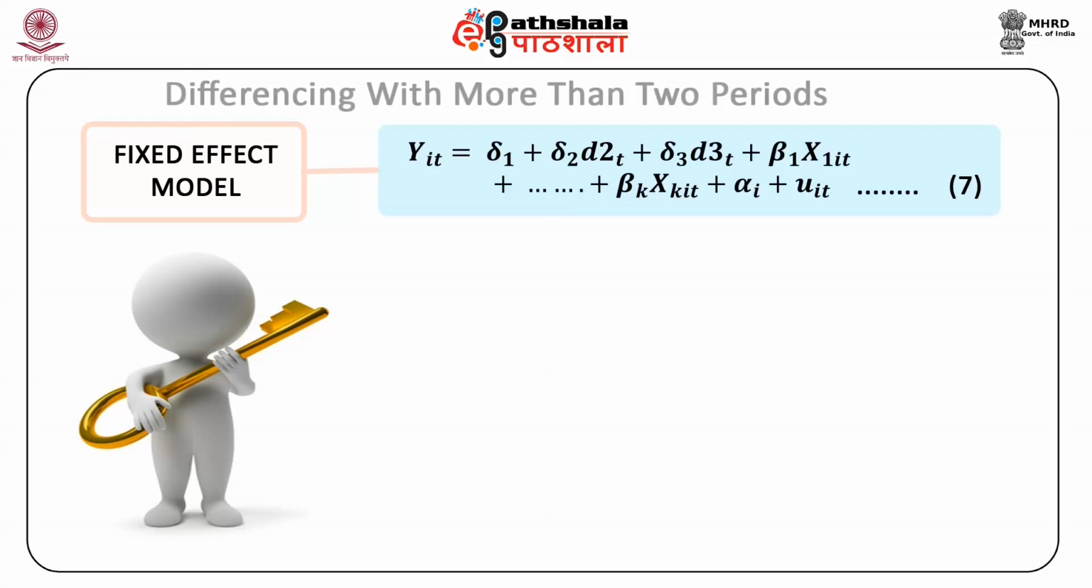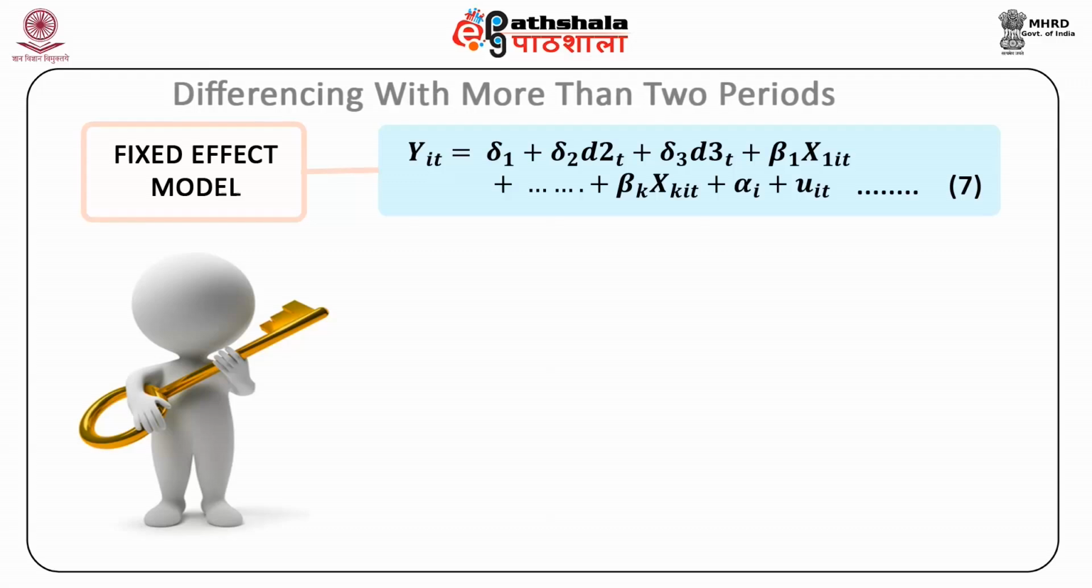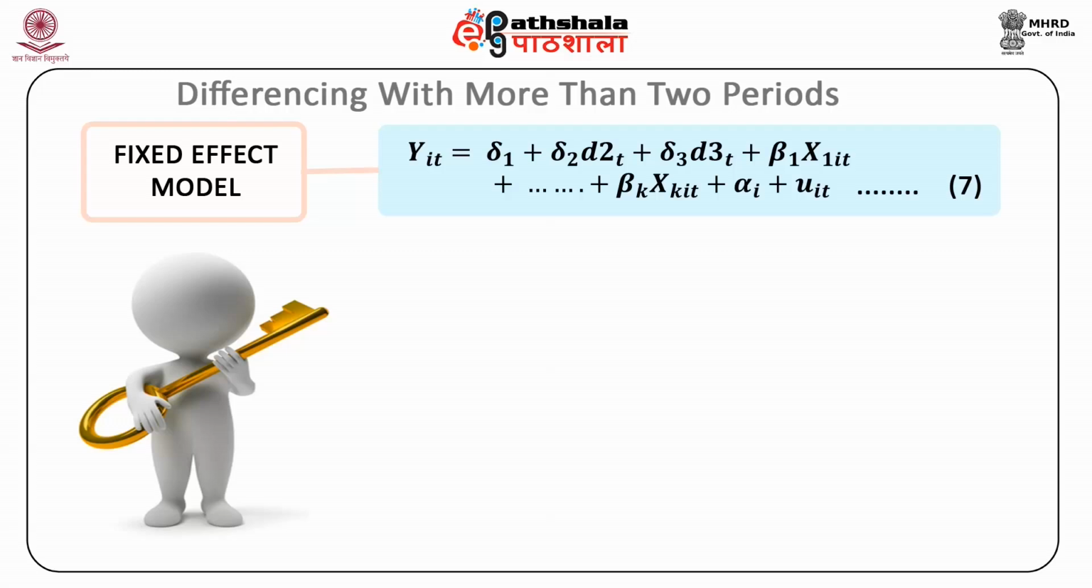Therefore, we have to insert 2 time period dummies in addition to the intercept by allowing a separate intercept for each time period because we have a small number of time periods. Like we have done in case of 2 periods, the base period will be t equal to 1. The intercept for the time period t equal to 2 is delta 1 plus delta 2 and so on.